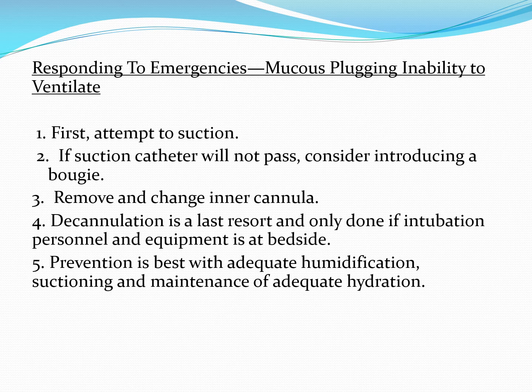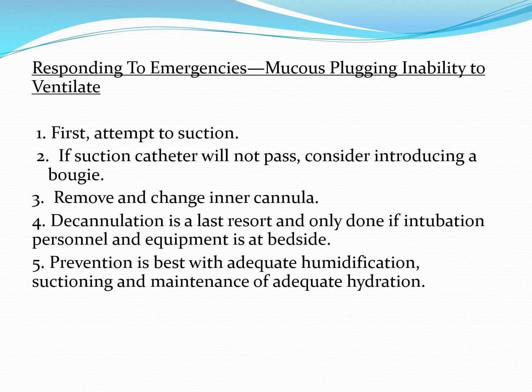A very important topic relates to responding to emergencies for patients that have tracheostomy tubes. One of those emergencies is an occluded trach tube, perhaps due to mucus plugging, where you can't ventilate the patient. So you should first attempt to pass a suction catheter and suction the patient. If the suction catheter will not pass, consider very carefully introducing a bougie.